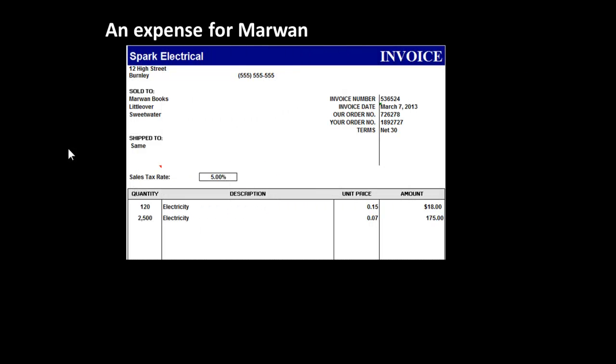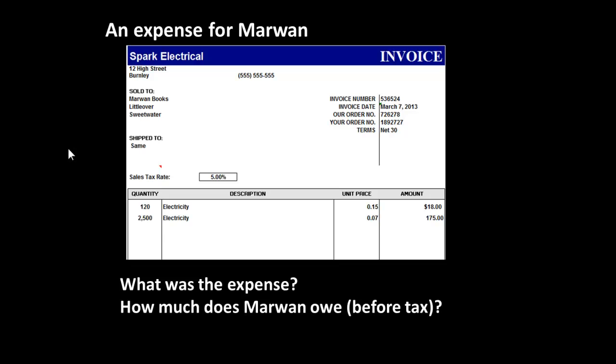Let's briefly look at an expense for Marwin. Here is an invoice that Marwin has received. We can look at the details on the invoice. What was the expense? The expense was for the use of electricity. How much does he owe before tax? Well, if we look on the right hand side, there's 18 plus 175, and that's what he owes.